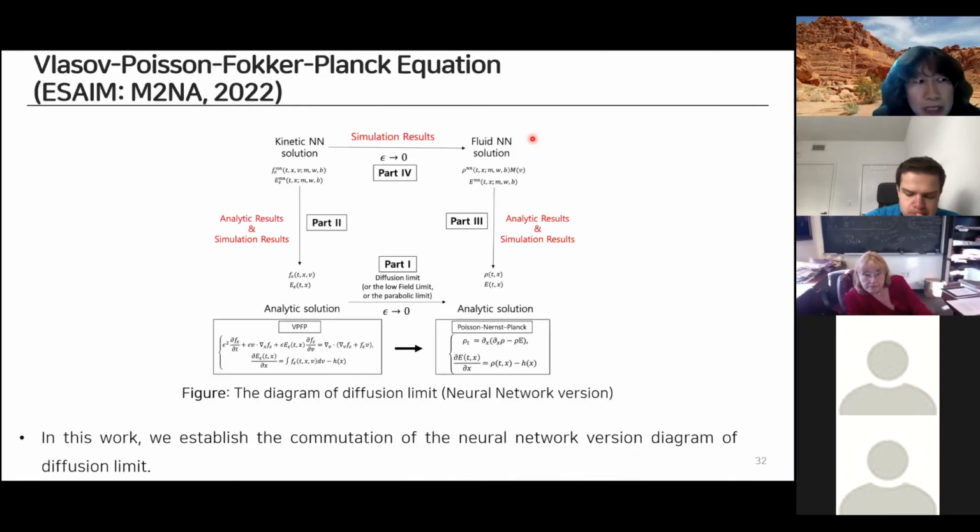And then we extended. So far, the equation was kinetic but linear. But next, we extended this study to a nonlinear and non-local kinetic equation called the Vlasov-Poisson-Fokker-Planck equation, like this. Here we established the commutation of the neural net version diagram of diffusion limits. So we established this diagram in the paper. The red part we basically proved in the paper.